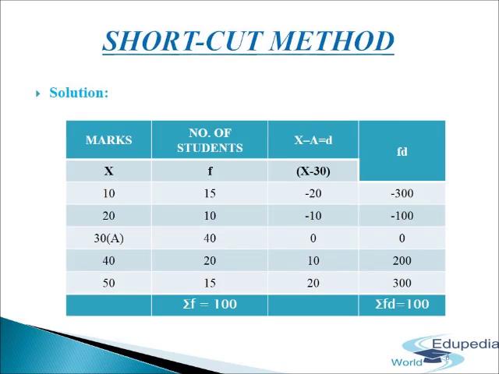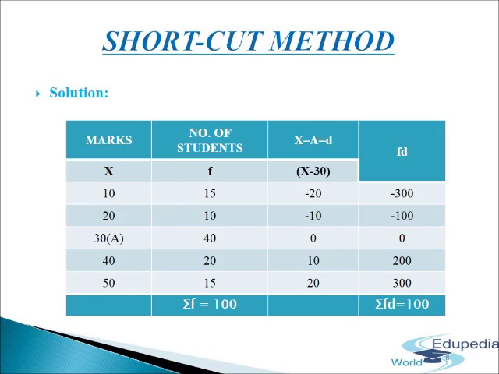First, we will prepare a table with 4 columns. In the first column, we will write marks, which is denoted by X. In the second column, we will write the number of students, which is denoted by F. In the third column, we will write deviation, which we will get by deducting the assumed mean from the variable, that is X. And in the fourth column, we will write the product of frequency and deviation, that is FD.